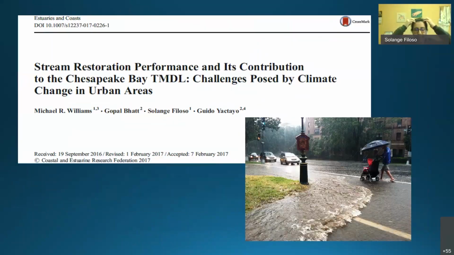We think that this is an important finding, the influence of imperviousness level on the performance of restoration for reduction of pollutant loads, because of two things. One is that urbanization is increasing in the Chesapeake Bay area, and also there is the prediction that climate change in the region is going to increase the frequency of large storms, and therefore the volume or generation of surface runoff. We discuss a little bit of this in a paper that was published just a few years ago. So next, please.